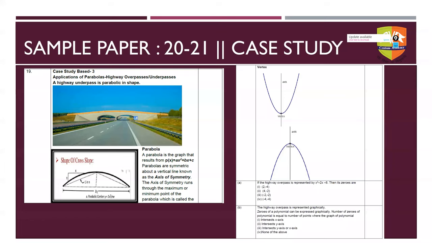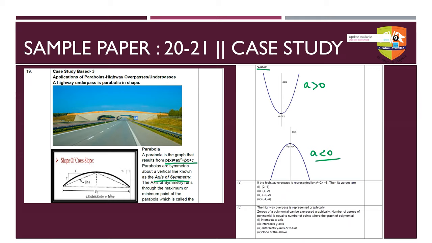See, a parabola is the graph that results from p(x) is equal to ax square plus bx plus c. Parabolas are symmetric about a vertical line known as the axis of symmetry. The axis of symmetry runs through the maximum or minimum point of the parabola, which is called the vertex. I think this is the word. Okay, now, so this is how it appears. So this is where a is greater than 0. This is where a is less than 0. Right? So you know that.